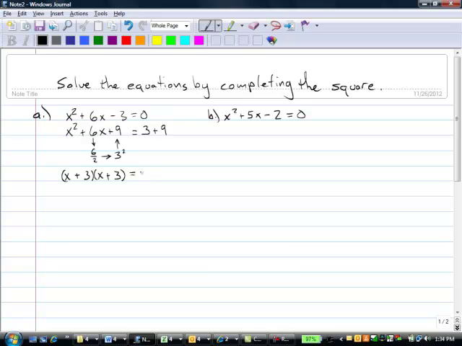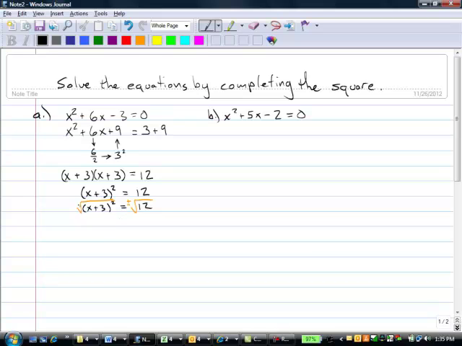3 plus 9 on the right side, I should take care of that. That's 12. So on the left side, we have this perfect square trinomial. That means I can rewrite it as x plus 3 quantity squared equals 12. What we do now, I'm going to rewrite it down here, just so you see the individual steps. And I'm going to take the square root of both sides. Now remember, when you take the square root of both sides, you need to include a plus and minus on one of the square roots.